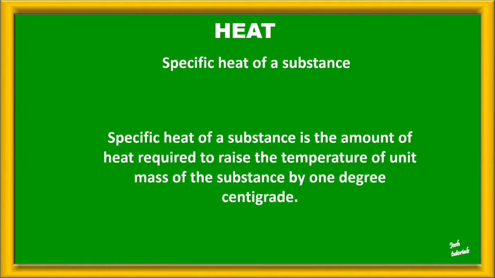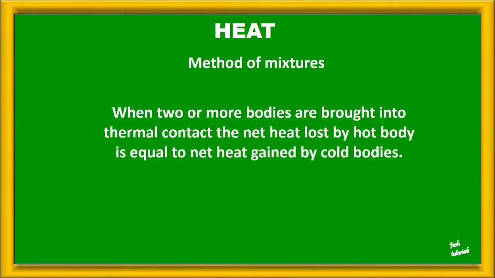Now we are going to find the specific heat of lead shots by using the method of mixtures. Method of mixtures: when two or more bodies are brought into thermal contact, the net heat lost by the hot body is equal to the net heat gained by the cold body. Net heat lost is equal to net heat gain.